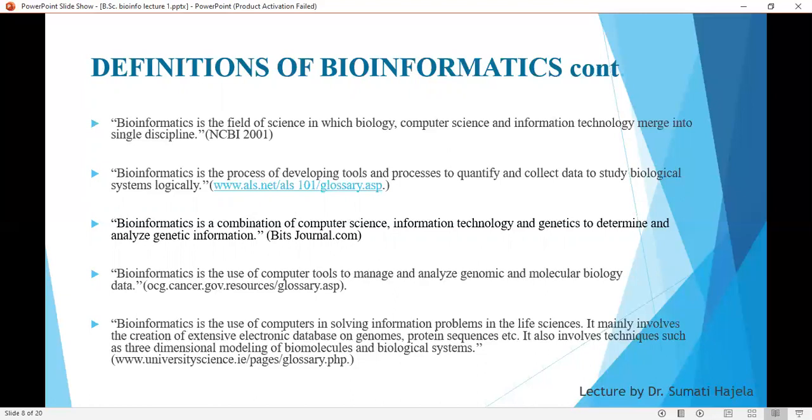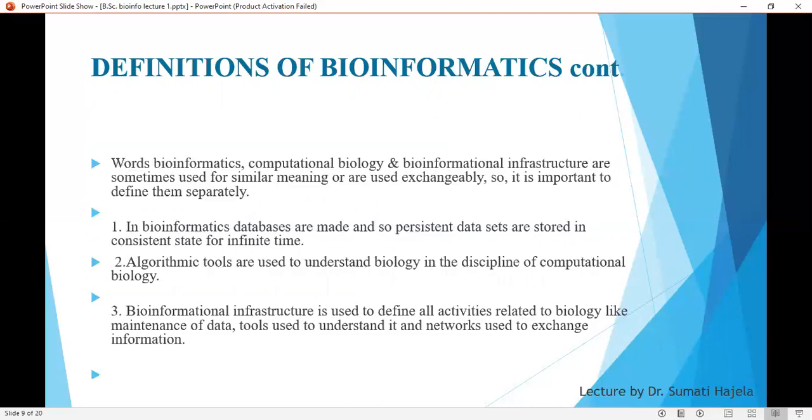Yet another definition is that bioinformatics is the use of computers in solving information problems in life sciences. It mainly involves the creation of extensive electronic databases on genomes, protein sequences, etc. It also involves techniques such as three-dimensional modeling of biomolecules and biological systems. But bioinformatics, computational biology, and bioinformational infrastructure are sometimes used for similar meaning or are used interchangeably. So it is important to define them separately.